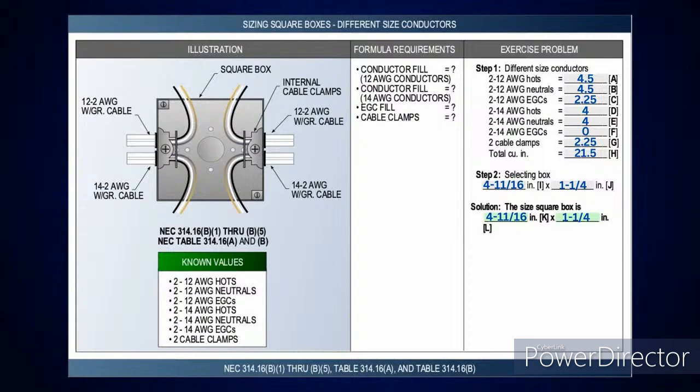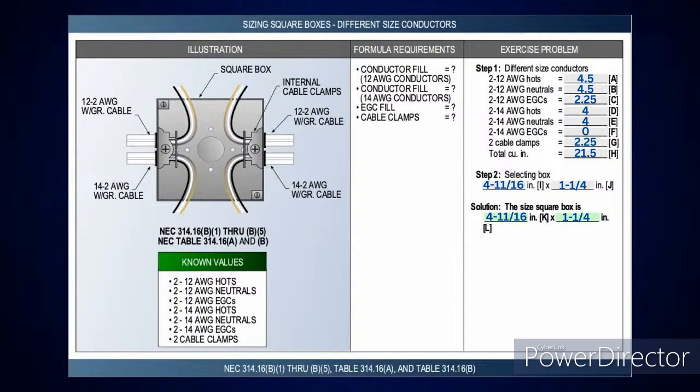I'm going to come down. I've got number 12s. If I look at table 314.16(B), that's good for 2.25 cubic inches. I'll multiply that by 2, and that's going to give me 4.5 for the ungrounded phase or grounded neutral conductors. I've got four equipment grounds in there, but I only have to count one, and the largest is a number 12, so I take one. That would be 2.25 cubic inches.